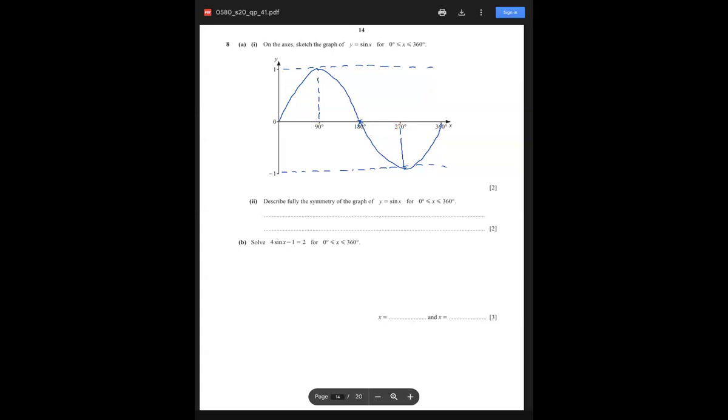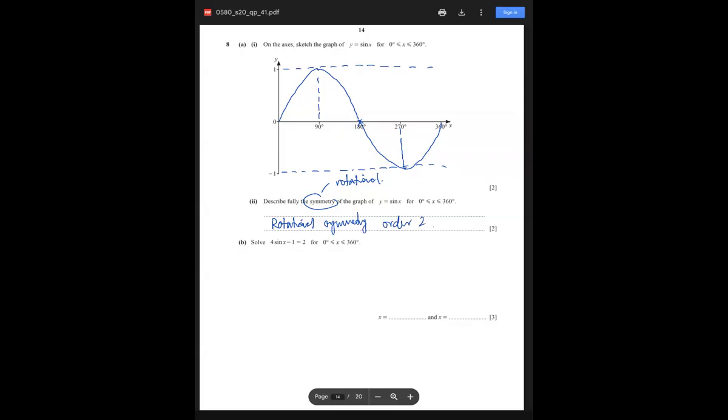Okay, describe fully the symmetry of the graph. How should I describe this? It's actually, there are two kinds of symmetry, by the way. For IG, there's the line of symmetry, or usually we call it reflection, and there's also rotational symmetry. This one looks like a rotational symmetry of order 2. So this one is a rotational symmetry, order 2.